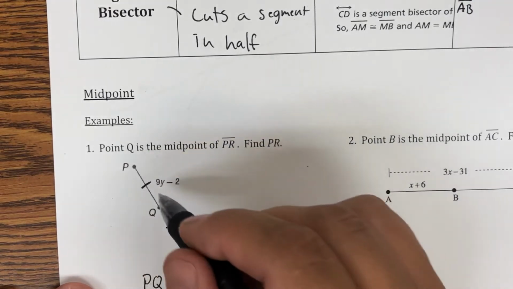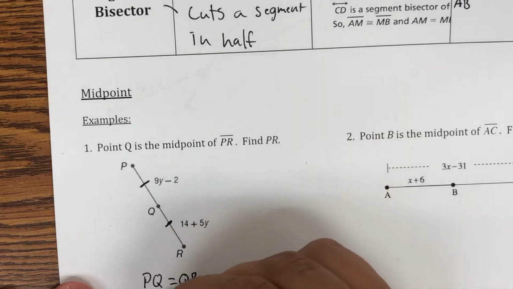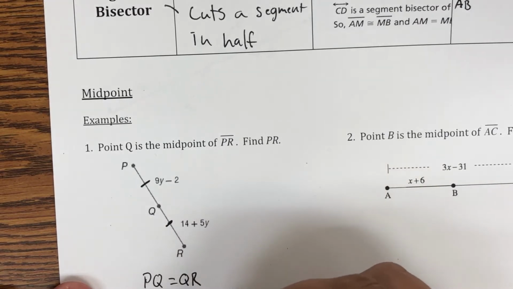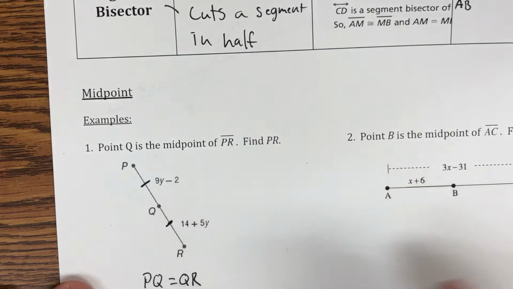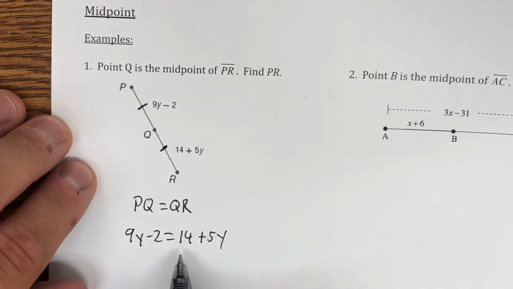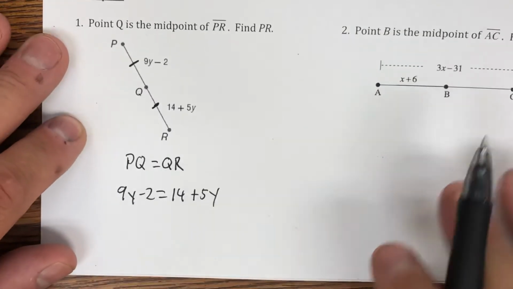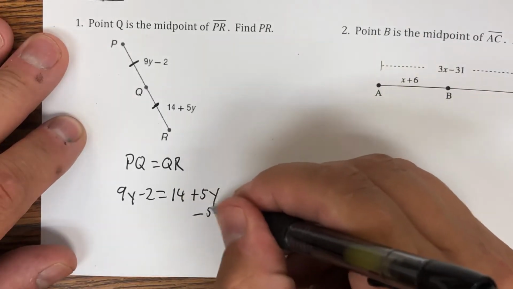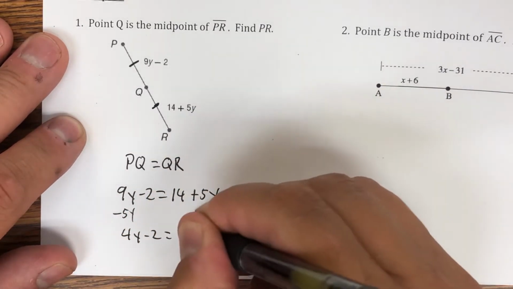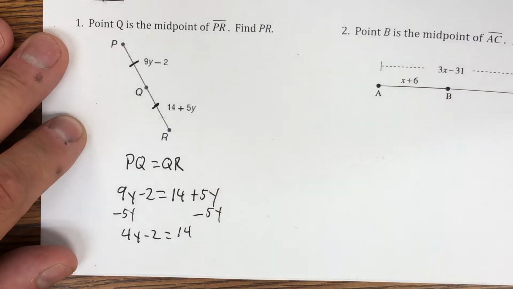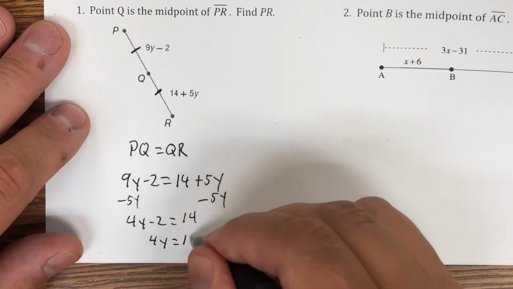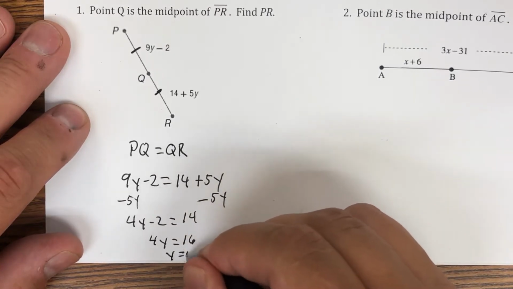You just need to say 9y minus 2, which is PQ, is equal to 14 plus 5y. Those are the two parts that are equal. Now from here, we are going to solve. So 9y minus 2 equals 14 plus 5y. When I solve this, I'm going to subtract 5y first. So I'd have 4y minus 2 equals 14. At this point, I'm going to start skipping some steps in the equation. Adding 2, 4y is equal to 16. Divide, and y is equal to 4.